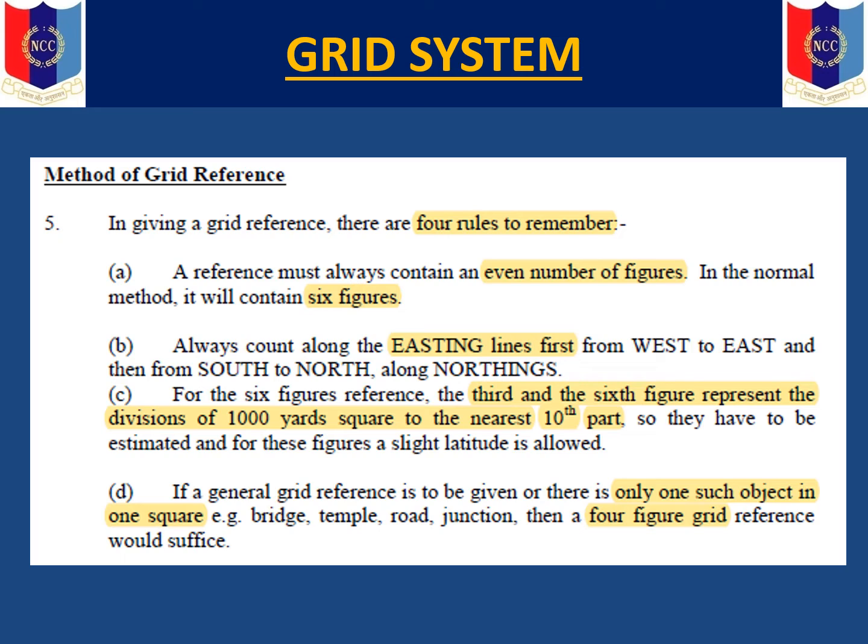For the 6-figure references, the third and the sixth figure represent the smaller dimensions in the square. It will be more clear in the subsequent slides. And if a general grid reference is to be given, for example, if in a square there is only one prominent landmark, for example a bridge or temple, then a 4-figure grid reference would suffice.